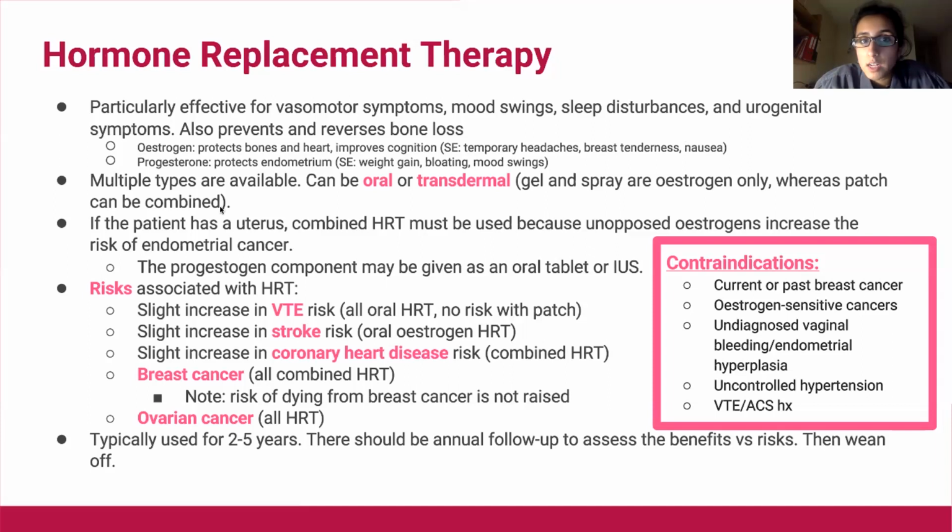You can have multiple types available: oral, as a pill, or transdermal, like a patch. And the most important thing to consider here is the fact that we're giving estrogen for symptomatic relief. However, if you give someone unopposed estrogen, can anyone tell me what the risks of that are? And if you're really stuck, it's written on the board. If you can't speak, just let me know in the chat.